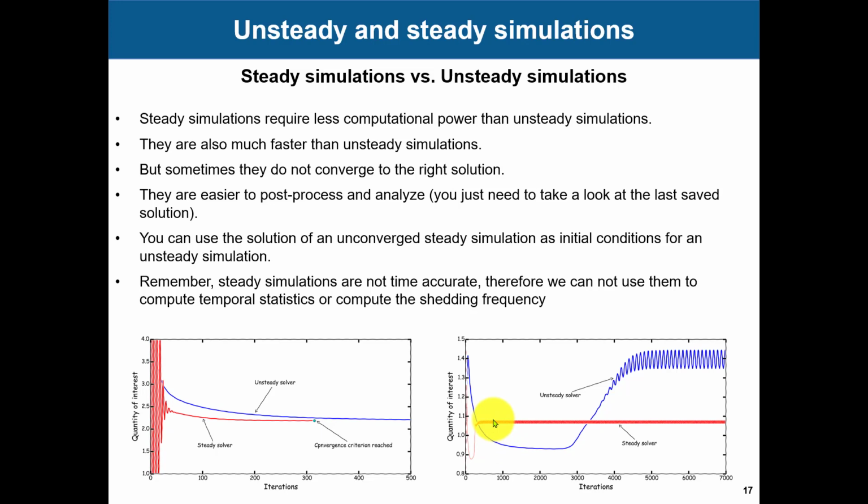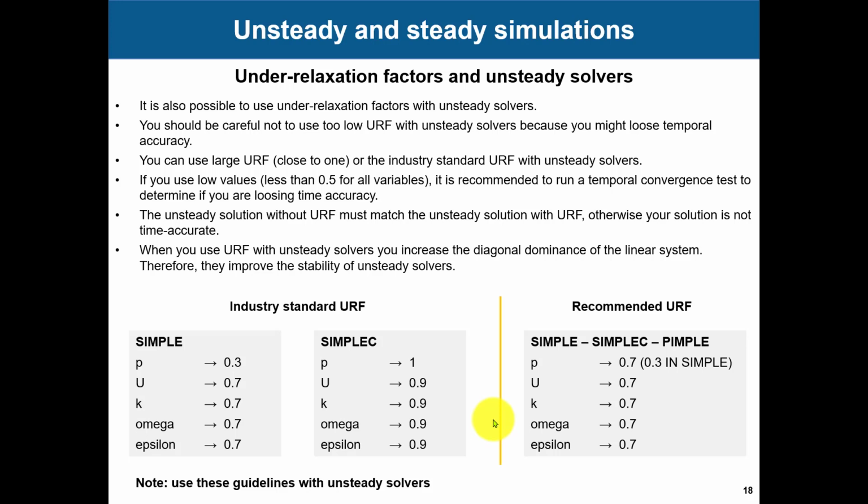We know that for massive separation, von Karman street, vortex shedding, stuff like that, they are not recommended. But if your flow is attached, go ahead and use steady solvers and resolve your boundary layer as well, because it's inexpensive compared to unsteady solvers.